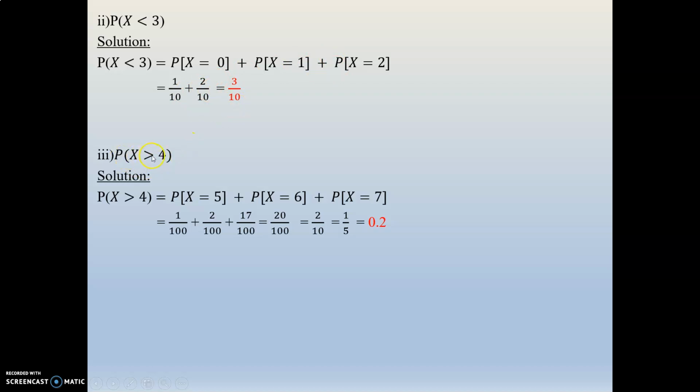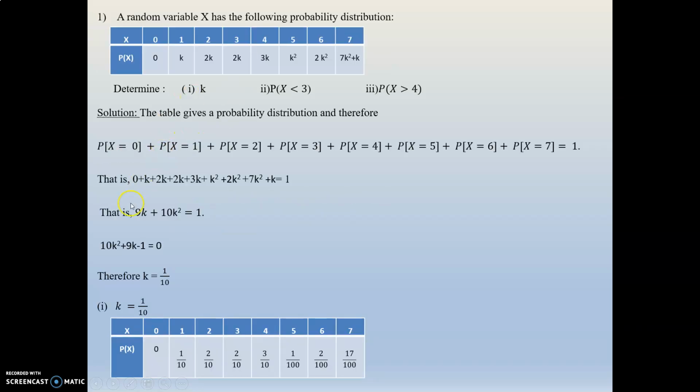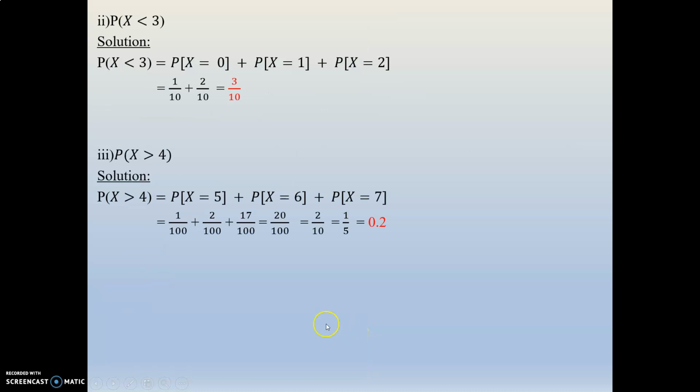To find probability of x greater than 4, x greater than 4 means there is no equality. So you have to calculate probability of x equal to 5 plus probability of x equal to 6 plus probability of x equal to 7. Substituting the values, 1 upon 100 plus 2 upon 100 plus 17 upon 100 is equal to 20 upon 100, equal to 2 upon 10, equal to 1 upon 5, equal to 0.2. That is the answer for this question.